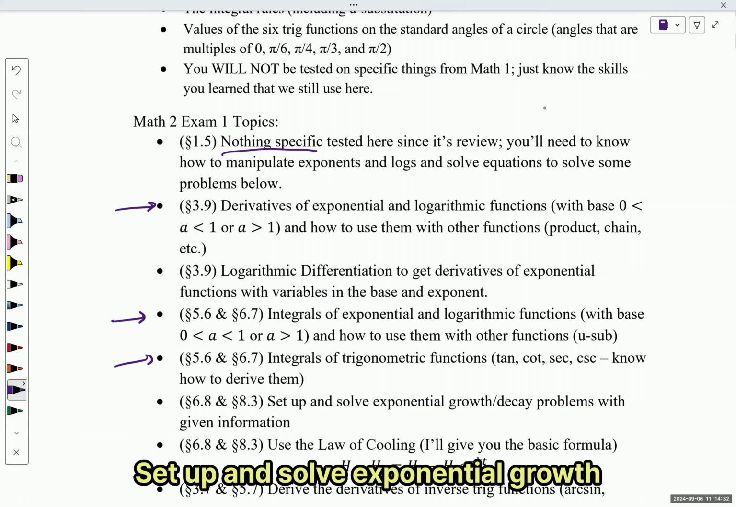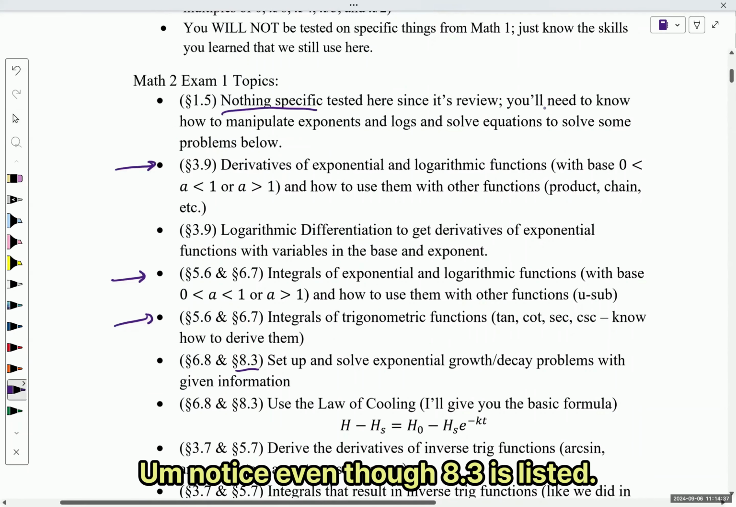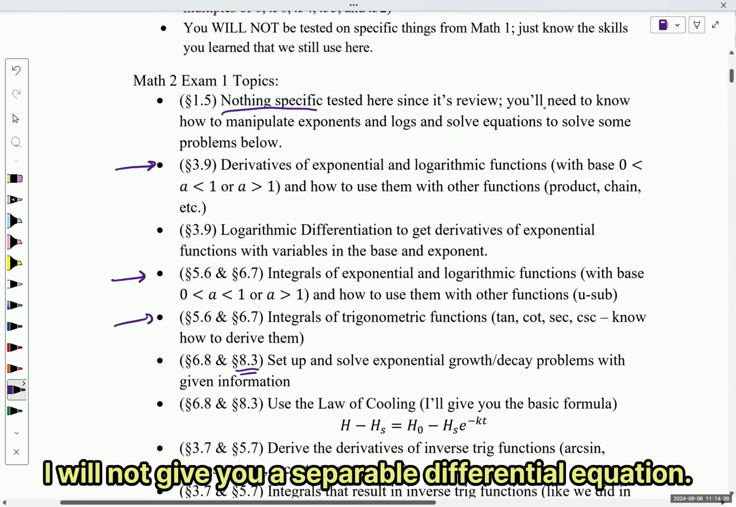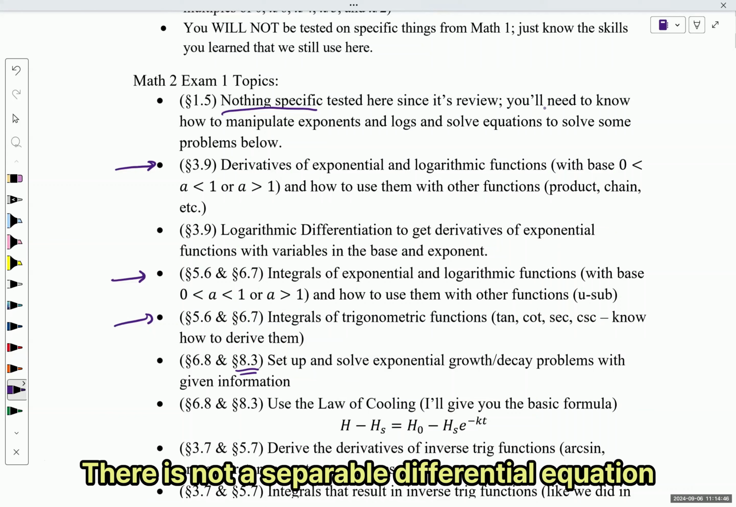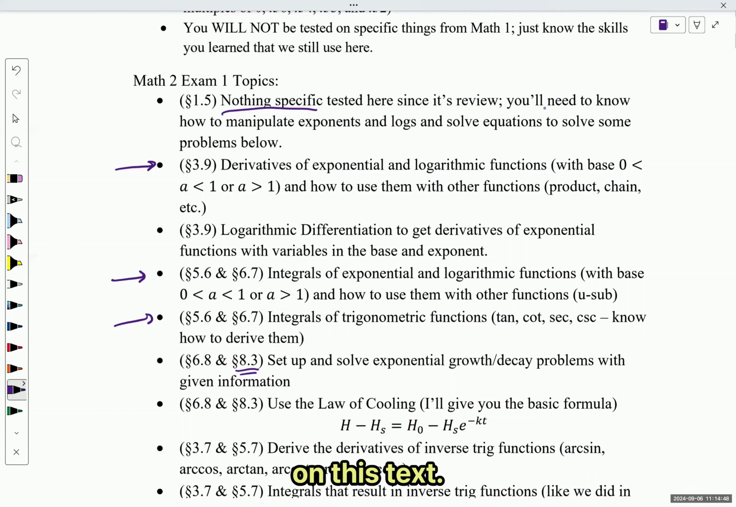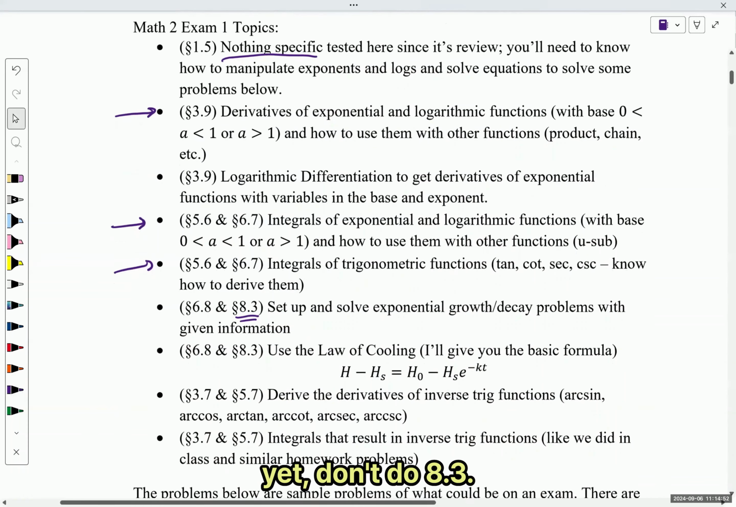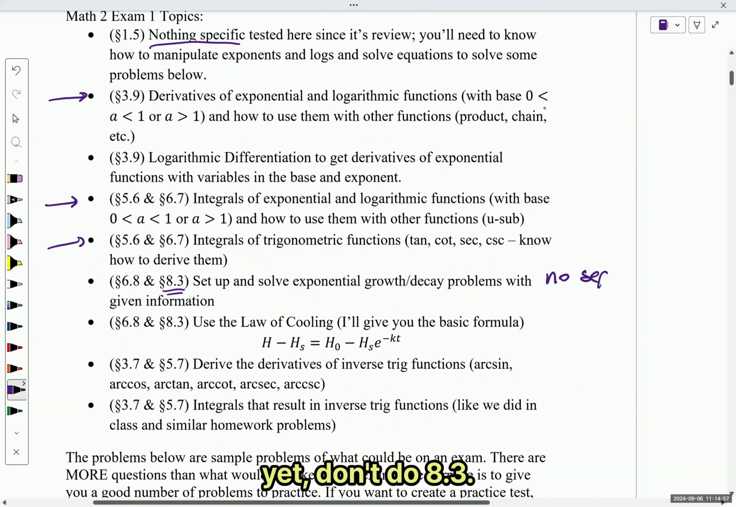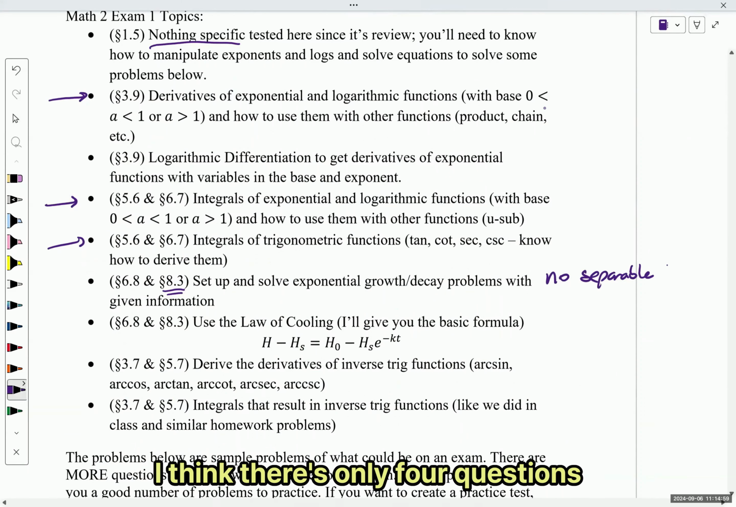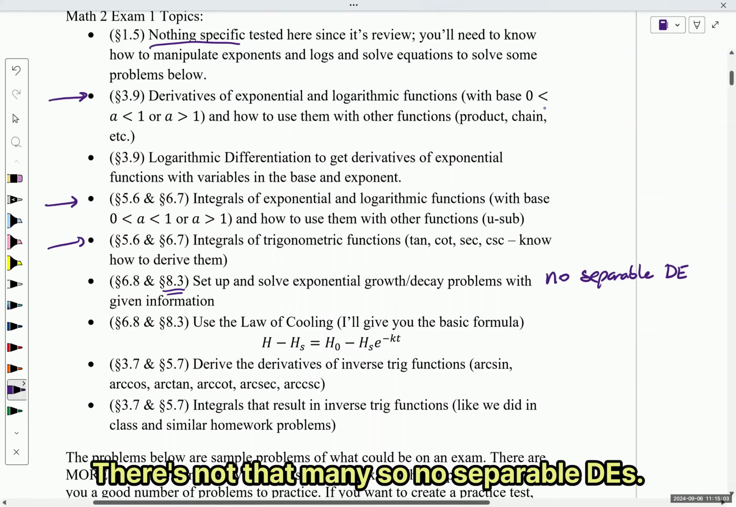Set up and solve an exponential growth and decay problem with given information. Notice, even though 8.3 is listed, I will not give you a separable differential equation. There is not a separable differential equation on this test. So if you don't want to do 8.3 yet, don't do 8.3. I think there's only four or five questions on that homework. There's not that many. So no separable DEs.